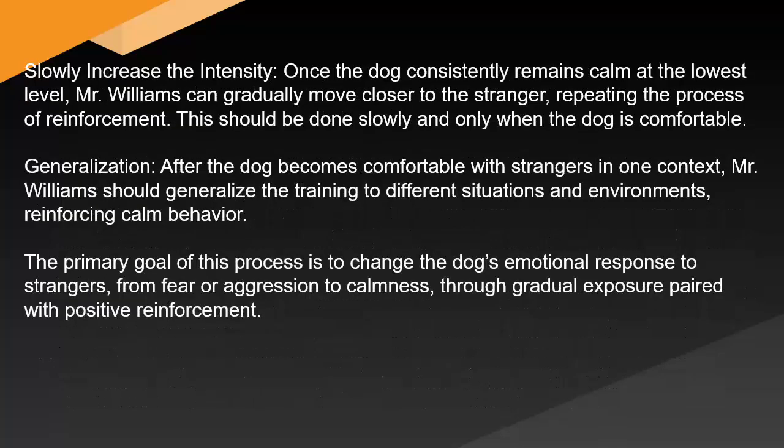Slowly increase the intensity. Once the dog consistently remains calm at the lowest level, Mr. Williams can gradually move closer to the stranger, repeating the process of reinforcement. This should be done slowly and only when the dog is comfortable. Generalization. After the dog becomes comfortable with strangers in one context, Mr. Williams should generalize the training to different situations and environments, reinforcing calm behavior.